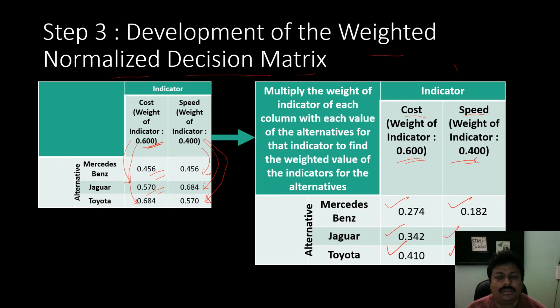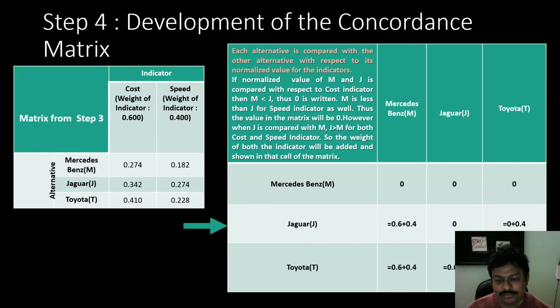And here you know this is your weighted normalized decision matrix. When I compare Mercedes with respect to Jaguar, what will happen? Mercedes with respect to Jaguar based on cost. Mercedes is 0.274 cost. Jaguar is 0.342. It is not greater than Jaguar. And also in case of speed, 0.12 is not greater than 0.274. So that is why we write a 0 here.